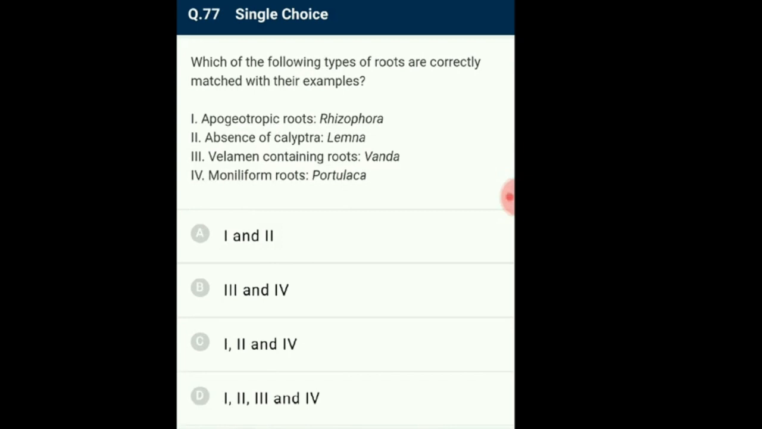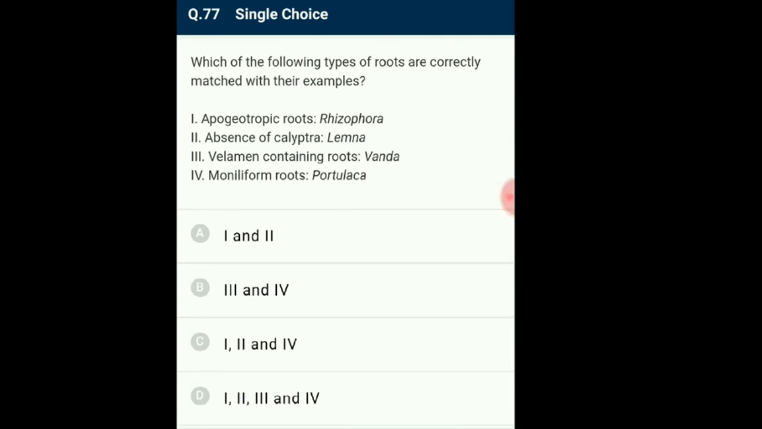Question number 77. Which of the following types of roots are correctly matched with their examples? 1. Apogeotropic roots, Rhizophora. 2. Absence of calyptra, Lemna. Third one, velamen containing roots, Vanda. Fourth one, moniliform roots, Portulaca.